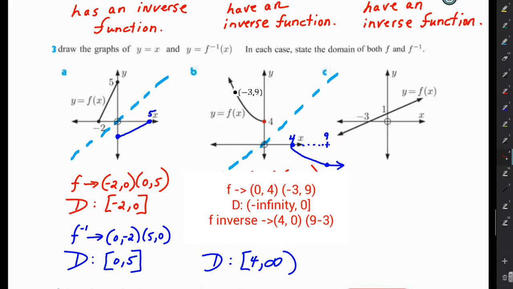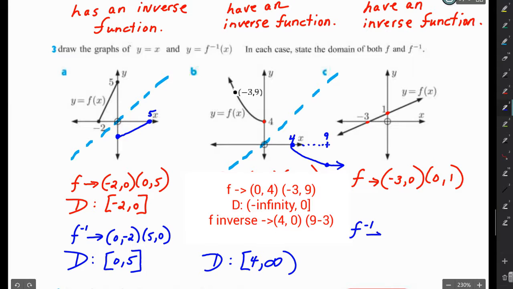Okay, taking a look at letter C. We're going to identify some coordinates on our original graph. So we have a coordinate at -3, 0. And we have a coordinate right here at 0, 1. For our inverse function, we're going to have a coordinate at 0, -3, and 1, 0. Let's draw that graph, and also we need to include y equals x.